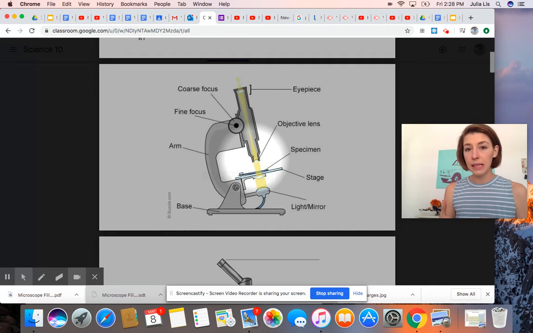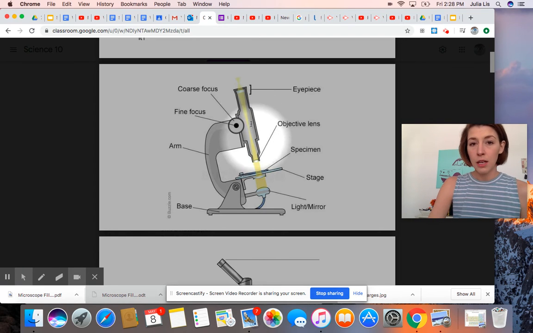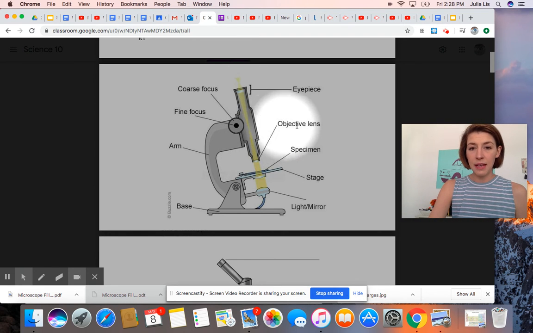And so typically there is a 4 times objective lens, a 10 times objective lens, and then a 40 times objective lens. And as you increase in the numbers, you increase in how much you're magnifying the image. So you have an eyepiece and then an objective lens. Then you'll have what we call the stage.